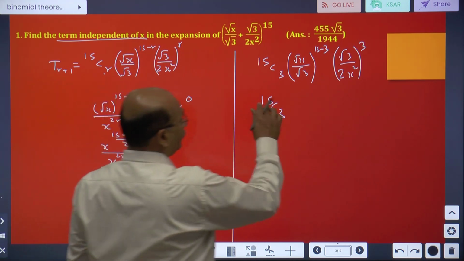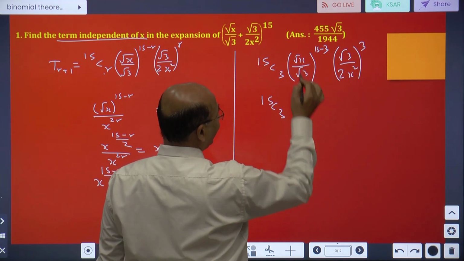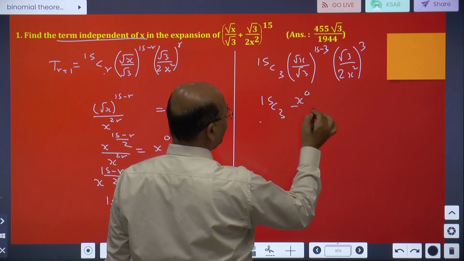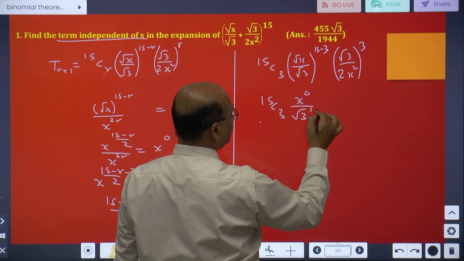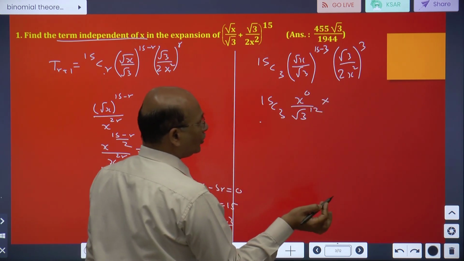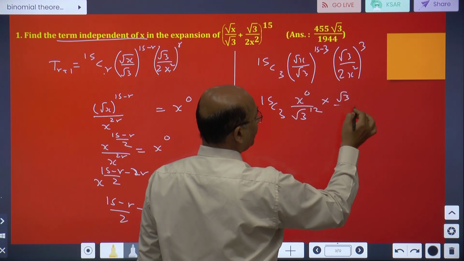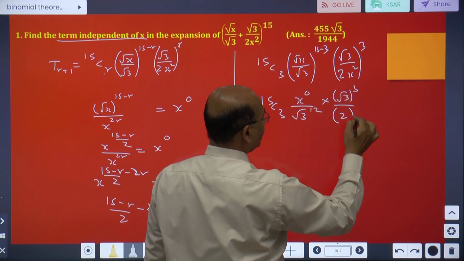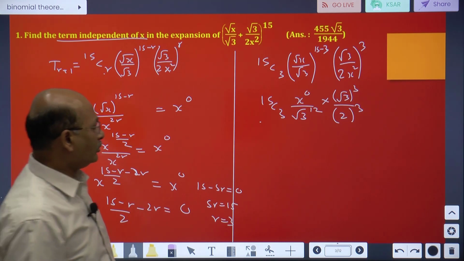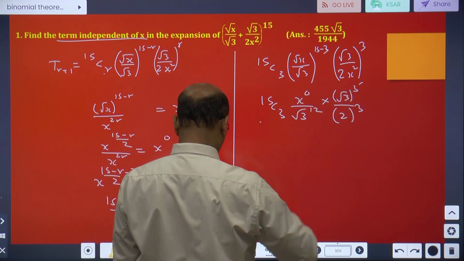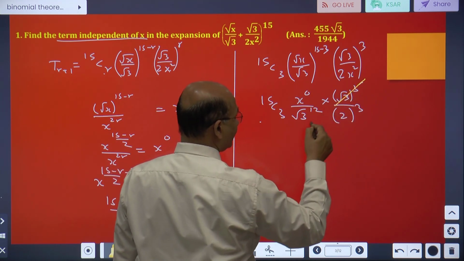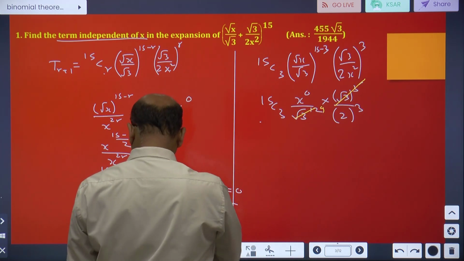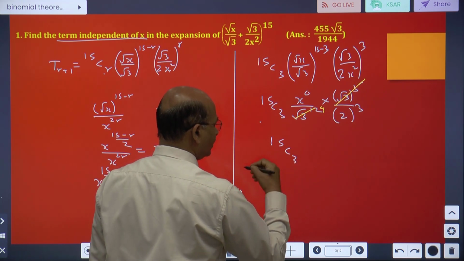I want the term. So 15C3, now the x term will be 0, and this 15C3 upon root 3 raised to 15 minus 3 which is 12, into root 3 upon, root 3 raised to 3 and 2 also raised to 3. So root 3 cancels here, this will get cancelled, and what will be left out here is 9. So in short, my term will be 15C3 x raised to 0.